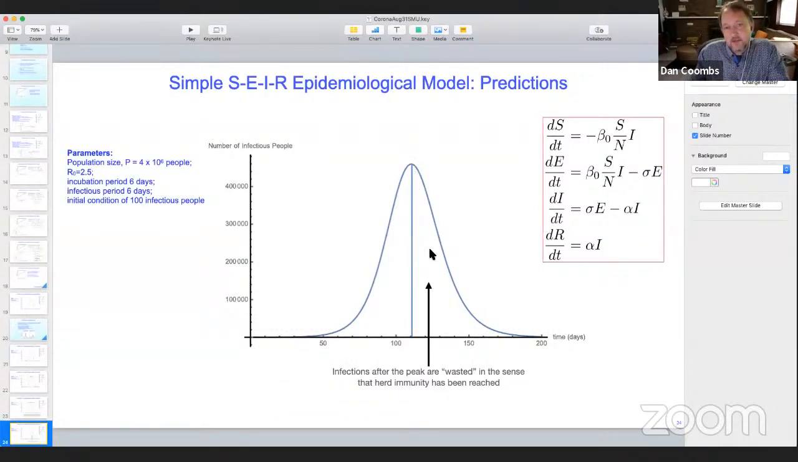And this also has the effect that, in a sense, all of the infections that happen on the downslope are sort of wasted, in a sense. If you've reached this point, then these people really didn't need to get infected. If you could just have stopped the epidemic at some point before that, these people didn't really need to be infected.